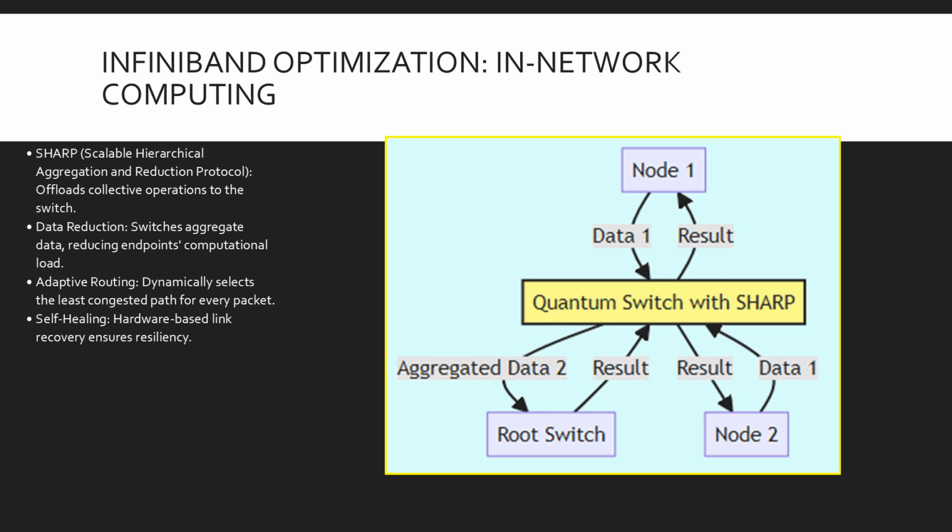Here we see SHARP in action. Node 1 and Node 2 send their data values to the Quantum switch. Instead of passing both packets up to the root or to each other, the switch calculates the sum or other operation right there in the hardware. It sends only the aggregated result up or back down.